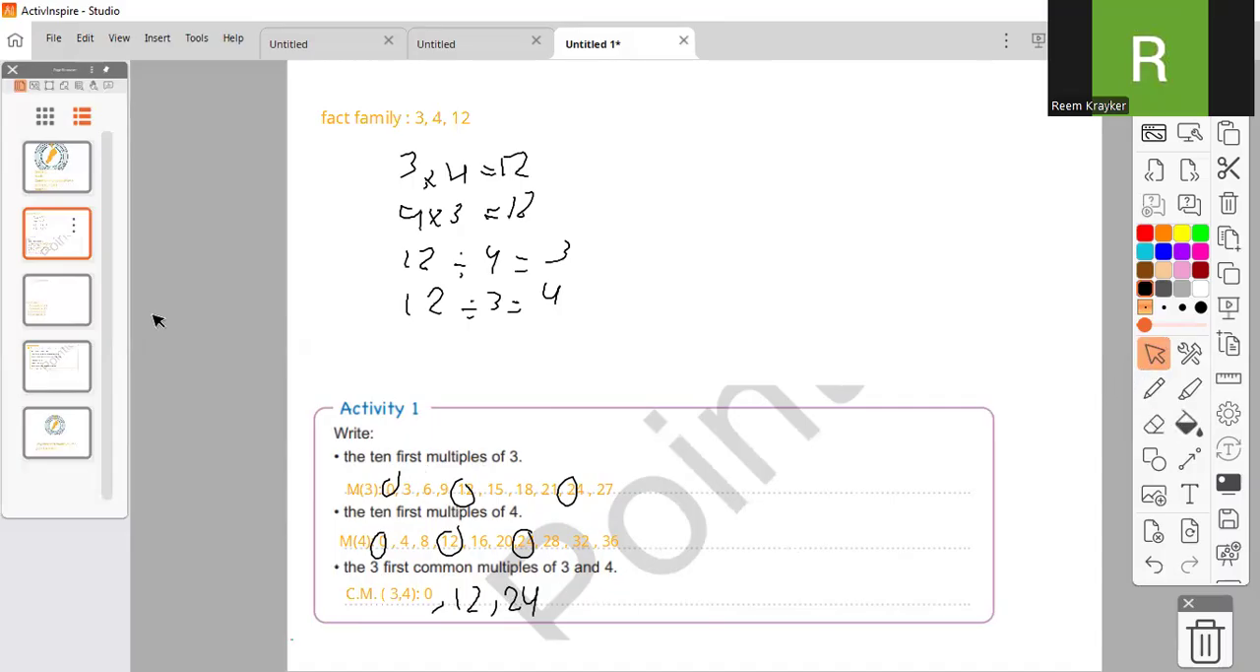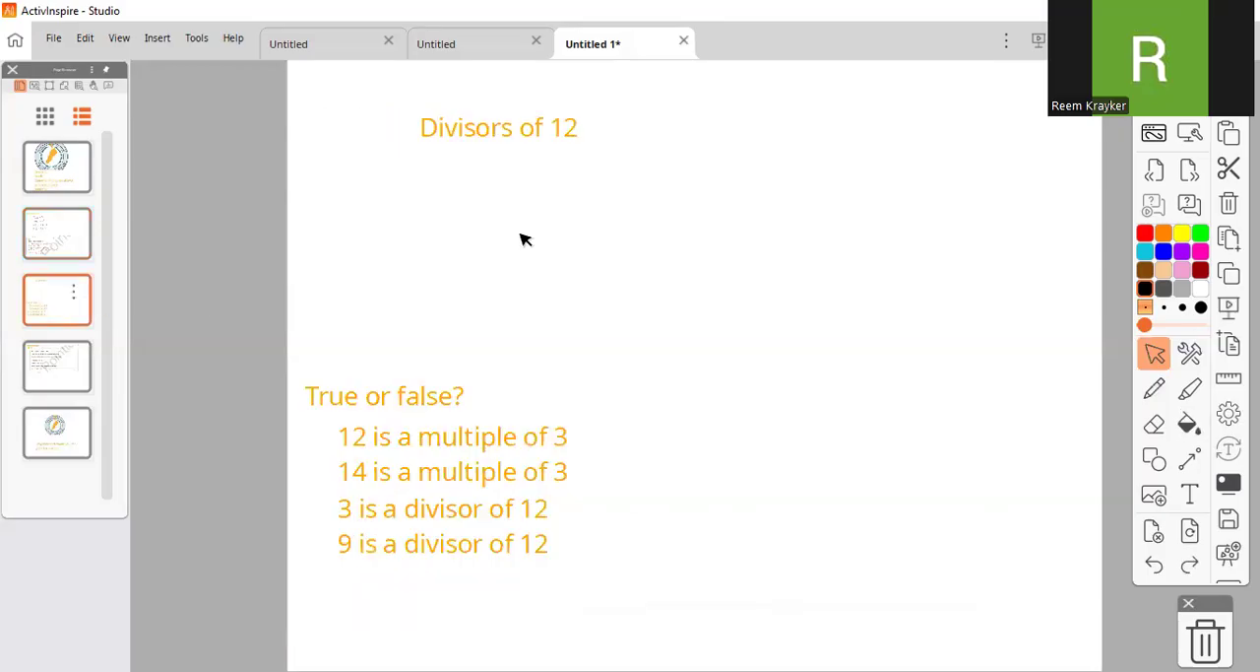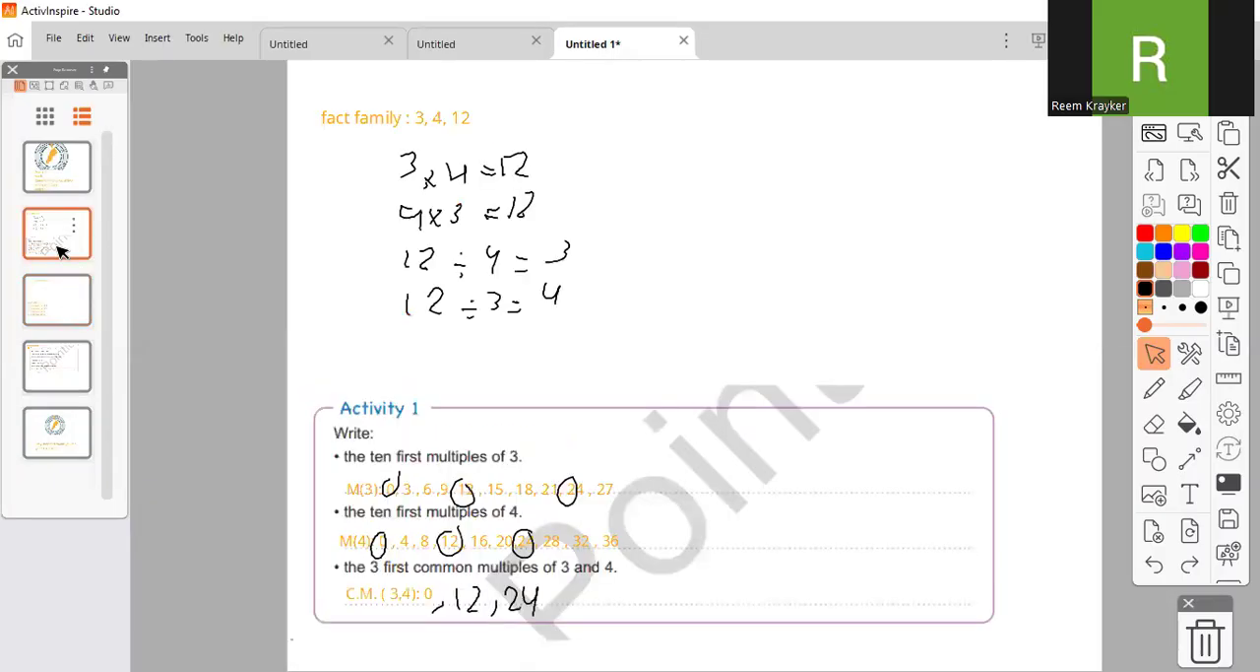We are going to move to something else. Now we are going to talk about divisors, divisors of 12. But before we start with divisors, I want to remind you of a small thing about the word multiples. The word multiples, as I told you, comes from the multiplication table. When I say the word multiples, it means from the multiplication table. There is another word that we took in our last lesson, which is divisible by. I want you to know that the two terms, multiples and divisible by, have the same meaning.